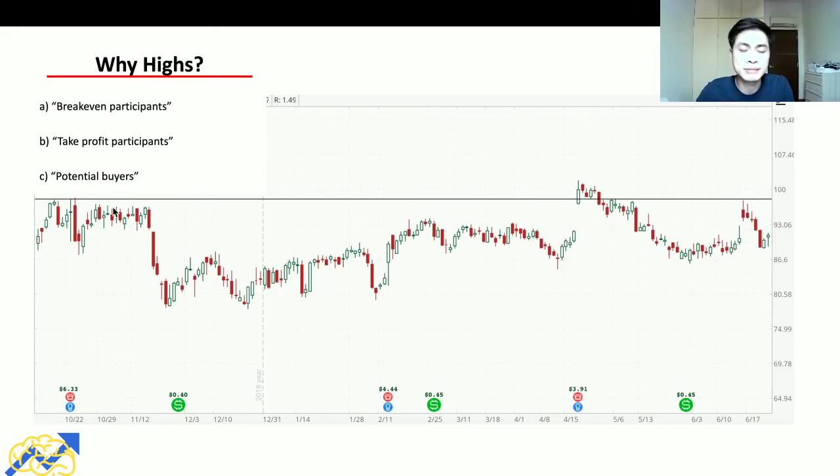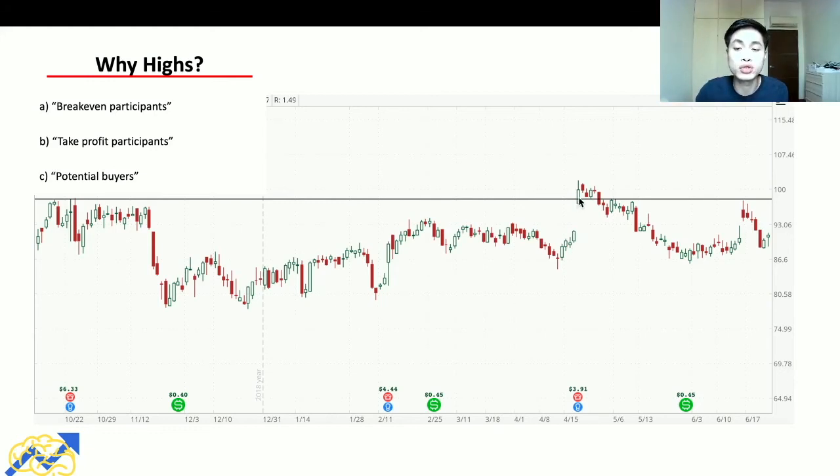For the break-even participants, imagine these participants bought the stock at this level over at this side of the price chart. And after they bought, prices decline. These participants have a tendency to hold on to their stock because they do not want to make a loss on their stock. So they would hold on to their stock in hopes of breaking even. And when finally prices manage to reach back to their previous high levels, they are likely to sell this stock because they want to break even.